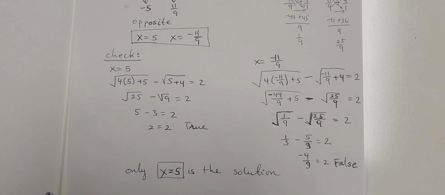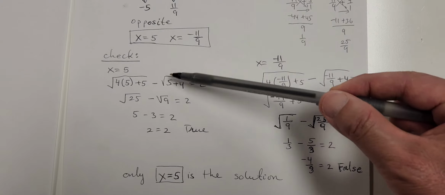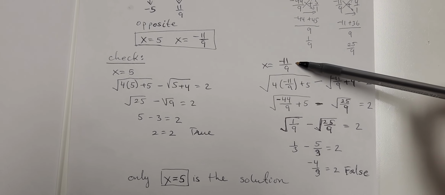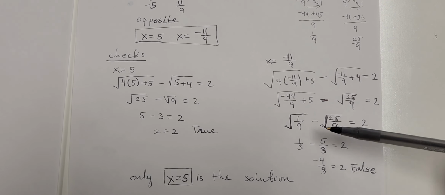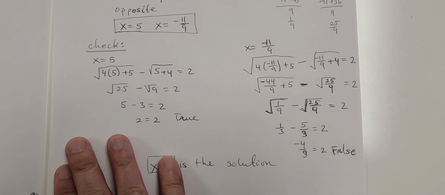So out of two answers, positive 5 and negative 11 over 9, only 5 is true. The negative 11 over 9 is false, so we throw this away. The only answer is x equals 5, which is the true solution.